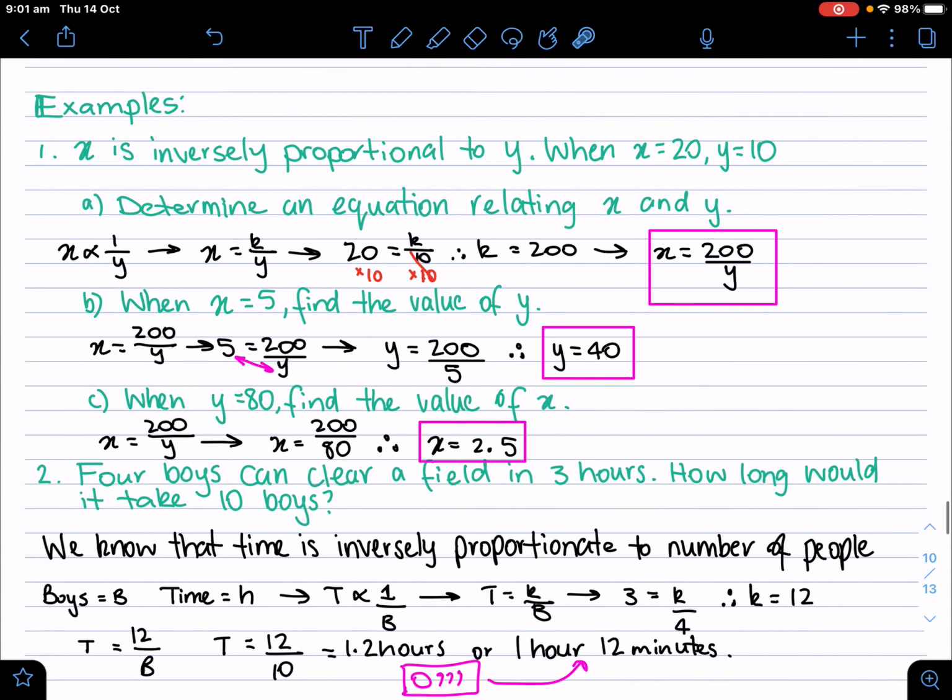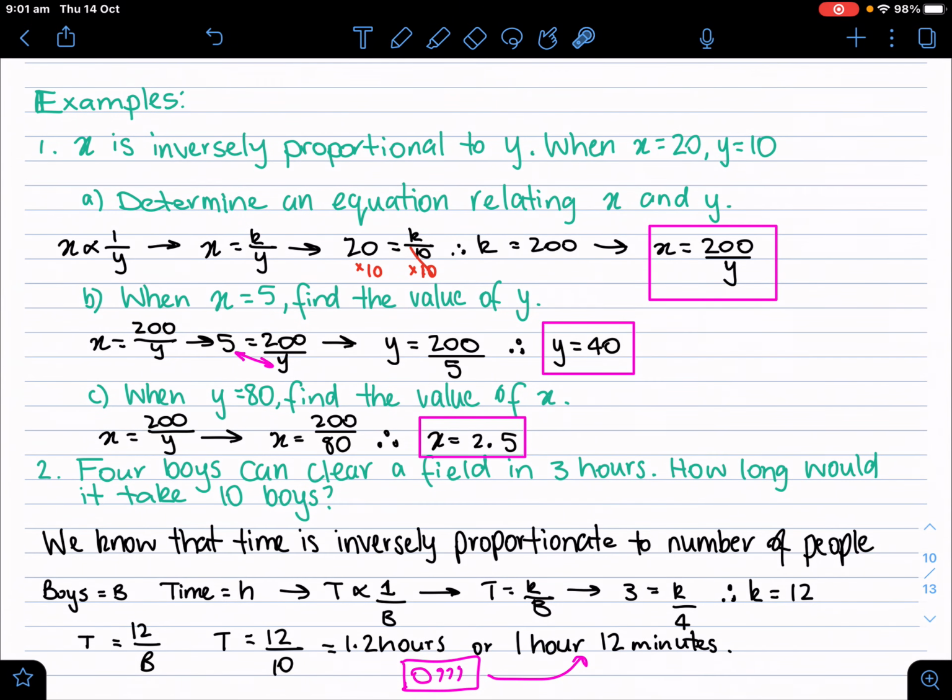Okay, let's jump into the examples. Let's look at example 1. Example 1 says that x is inversely proportional to y. So, step number 1 is to write my inverse proportion statement. x, proportional symbol, 1 over y, because x is inversely proportional to y. Step number 2 is to replace the proportional symbol and 1 with equals k. And you can see I've done that there.